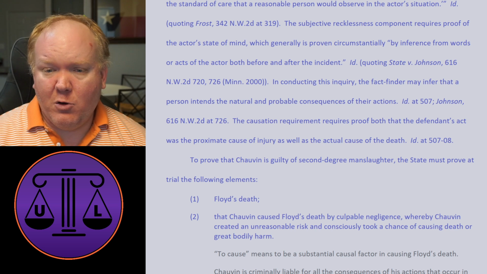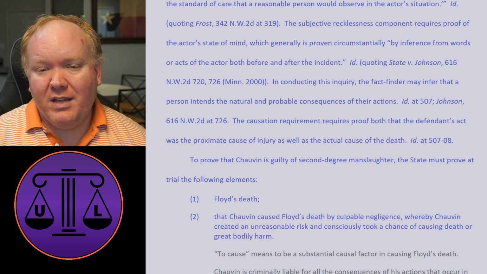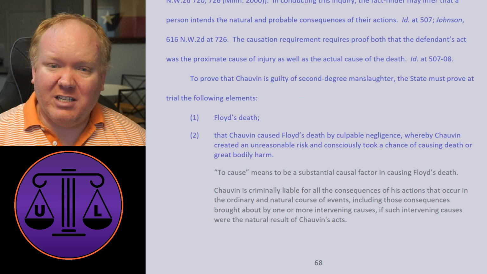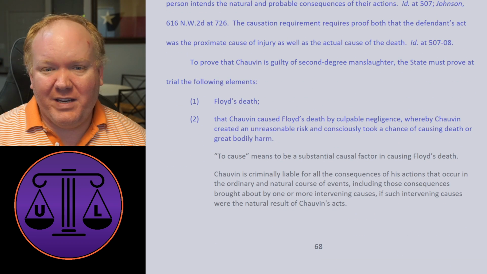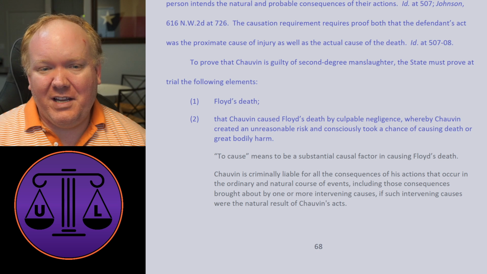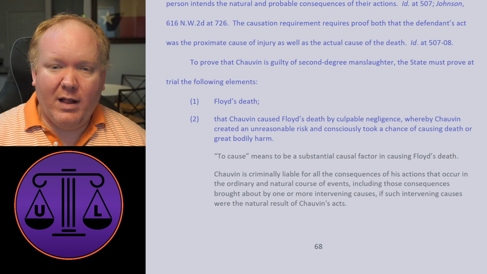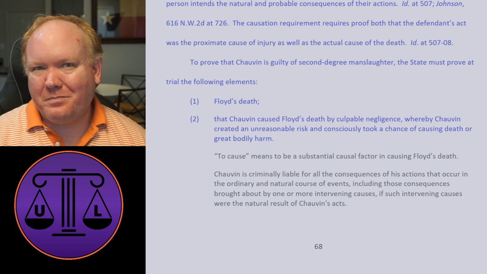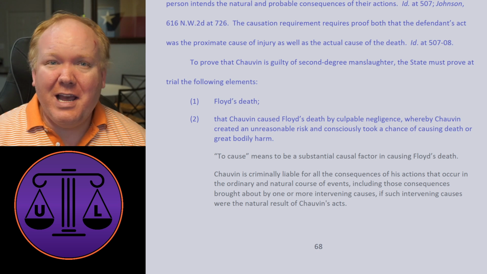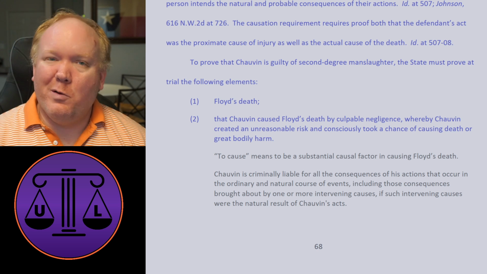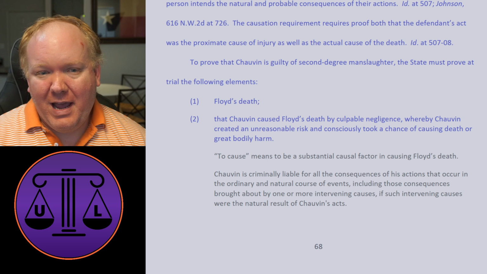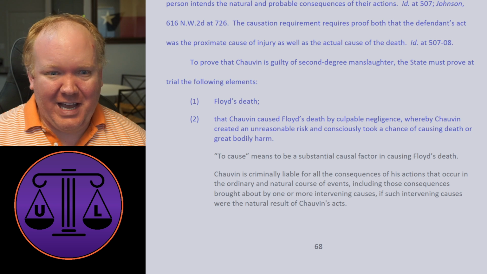The causation requirement requires proof that both the defendant's act was the proximate cause of injury, it was close enough to count in terms of what he did to the actual injury, as well as the actual cause of death. So that is but-for cause and proximate cause. Without this, it wouldn't have happened, and it's not so attenuated it doesn't count.